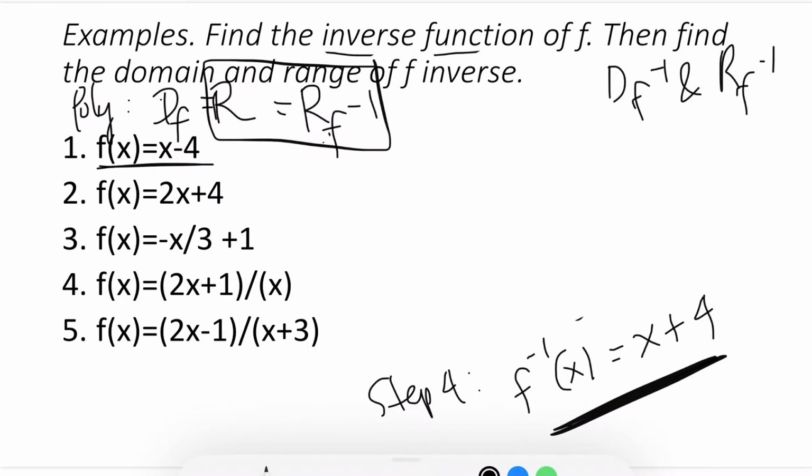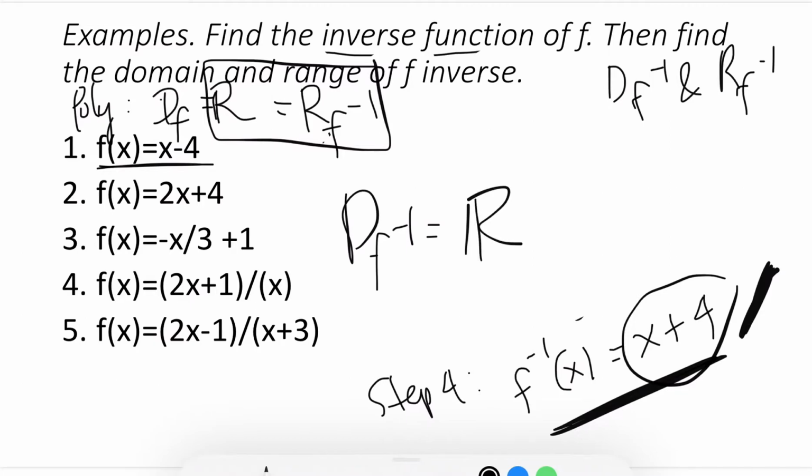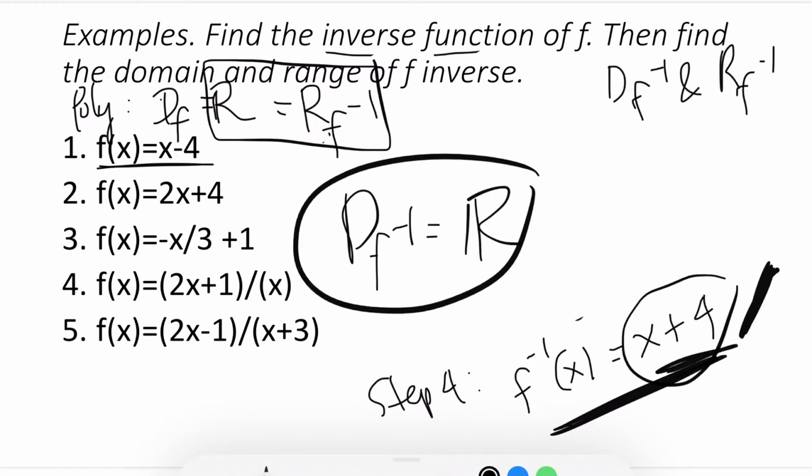Next, this is for the range of F inverse. So let's go to your F inverse of x. This is a polynomial, right? So if that is a polynomial, therefore the domain of your F inverse is equal to the set of real numbers. It is a polynomial. So we have these two: the domain and the range of the F inverse is the set of real numbers.